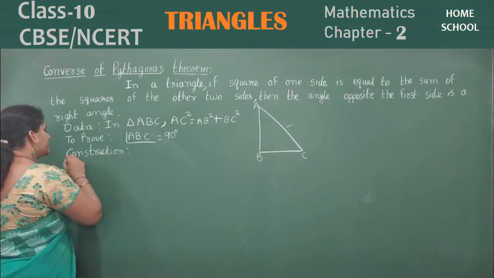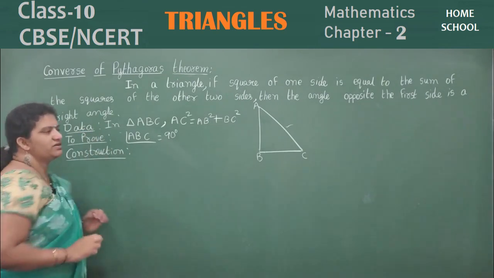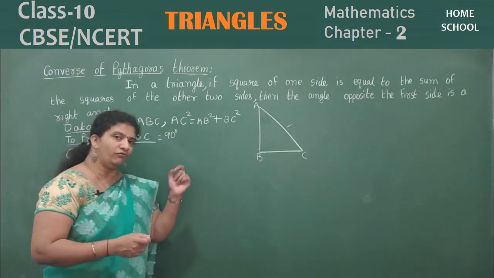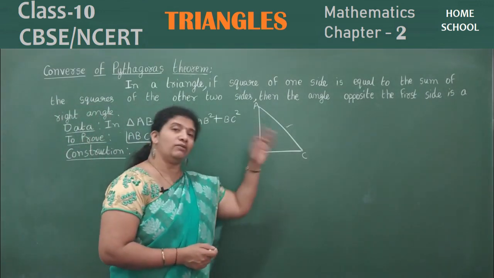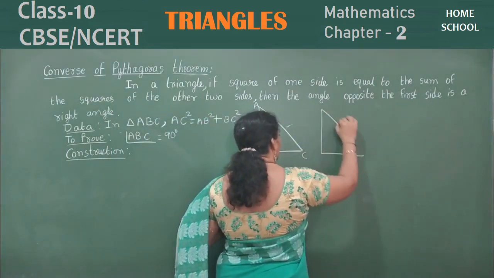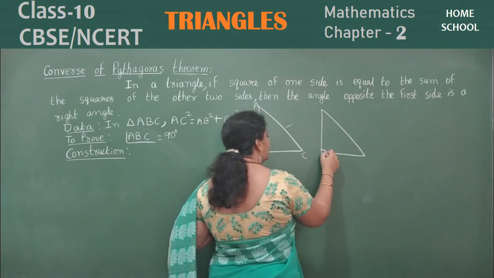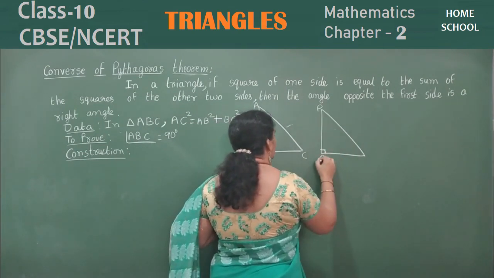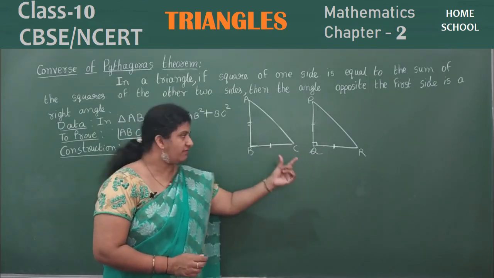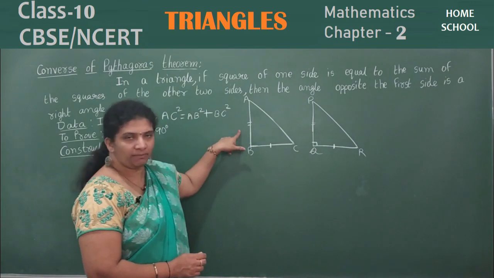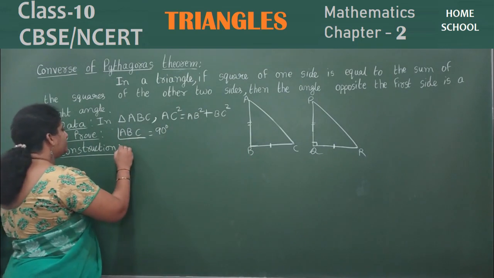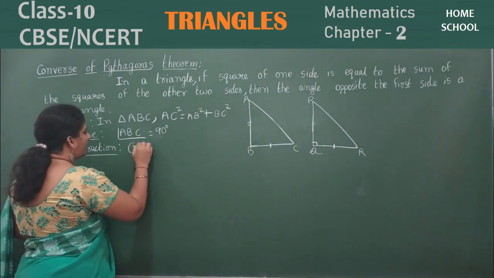What type of construction will we do here? So observe how to do the construction. I'll give you the hint how we are going to prove the theorem. I'll take one more triangle. So let me take one more triangle here. Construct another right triangle, that is PQR. So I have taken a right angle triangle in such a way that PQ must be equal to AB and QR must be equal to BC. So let's write here construction: construct a right triangle.